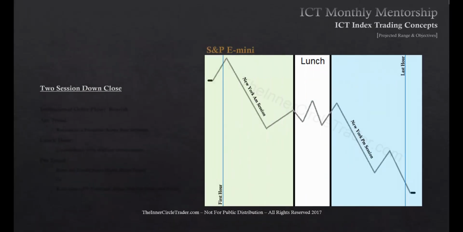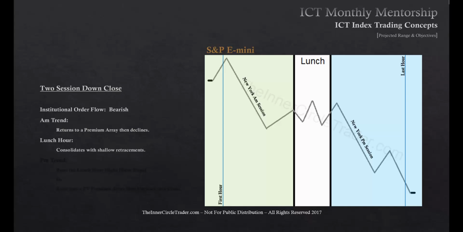Okay, 2-session down close, just the opposite of what we just showed. Institutional order flow will be bearish on the daily and/or 4-hour chart. The AM trend will return to a premium array, then decline. The lunch hour consolidates with shallow retracements. And the PM trend runs the lunch hour highs for buy stops or rises into a fair value premium array, then declines into the close.